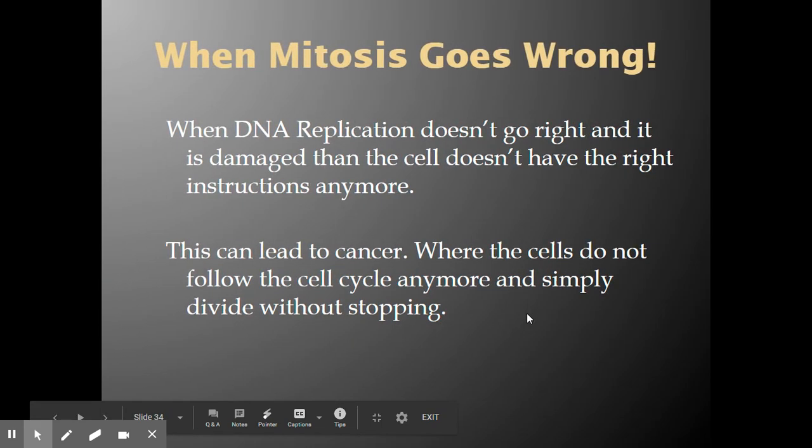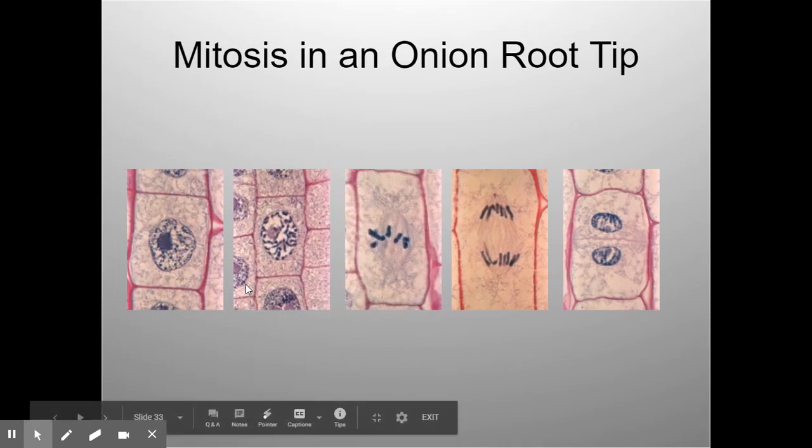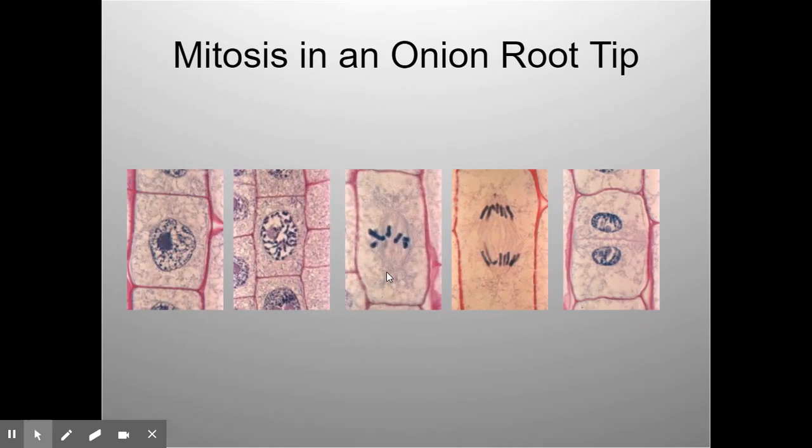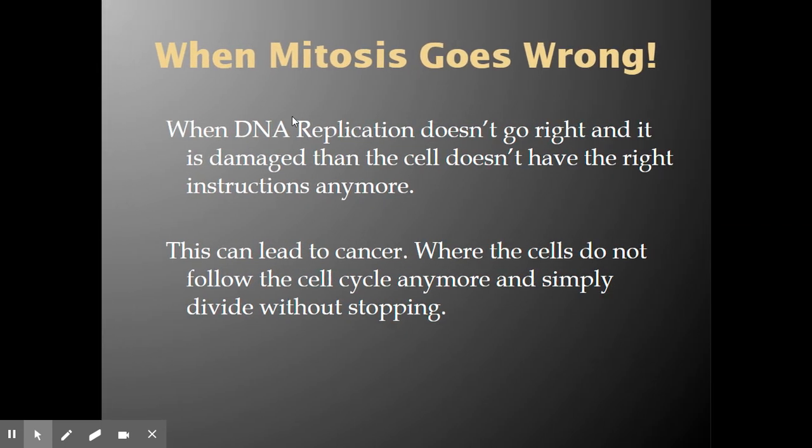And do I want to keep going? Yeah, I'll keep going. So when this whole cycle is messed up and there isn't any way for there to be any regulation, that's when mitosis goes wrong, when either your DNA doesn't replicate correctly or the cell doesn't have the right instructions anymore. It can lead to uncontrolled replication where mitosis happens over and over without stopping, without checkpoints, nothing like that. It can lead to cancer, where our cells don't follow our cell cycle properly anymore and simply divide without stopping.